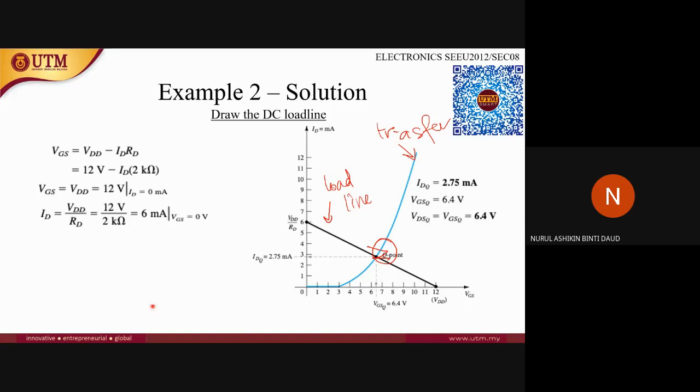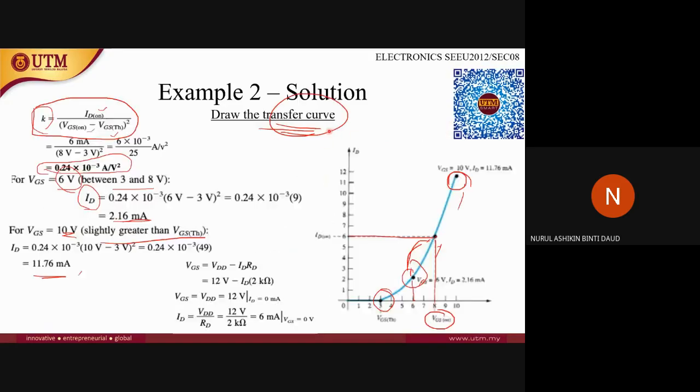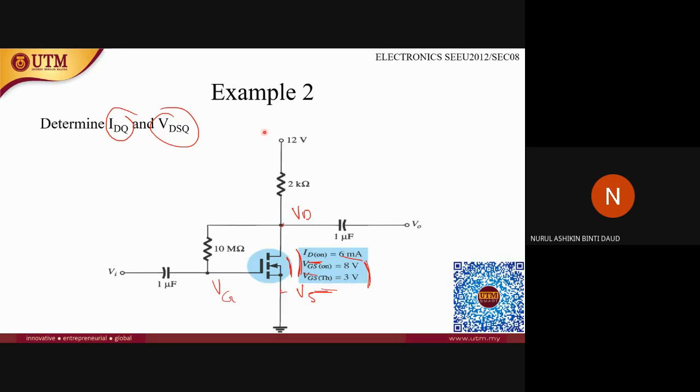Since the question asks you to find the ID at the Q point and also VGS at the Q point, we find the values at this Q point. The VGS at the Q point is 6.4, and the IDQ, which is the drain current at the Q point, is 2.75. All right, so this is how we solve this circuit using graphical methods.